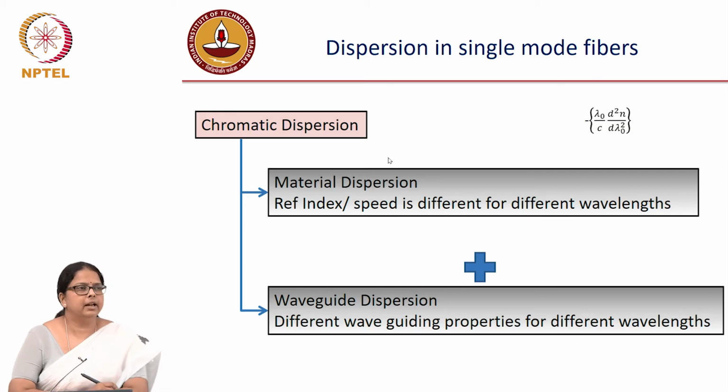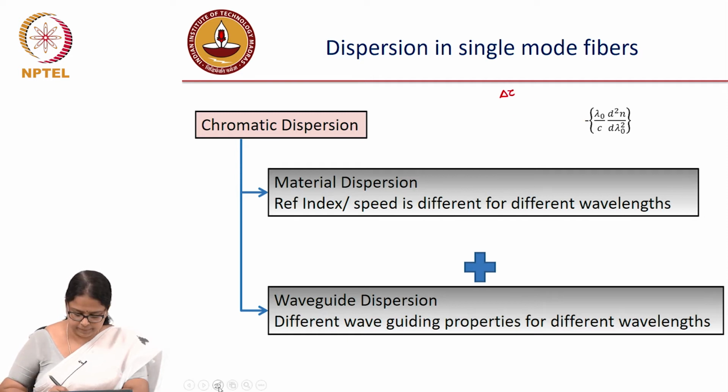So, we had talked about dispersion in single mode fibers last time, and we said that in single mode fibers you have material dispersion and waveguide dispersion. In the last class we quantified what that material dispersion is. Whenever we say dispersion, we refer to the delta tau, the delay. That delay is because the refractive index is different, or because of the waveguide dispersion. The quantification is in delta tau.